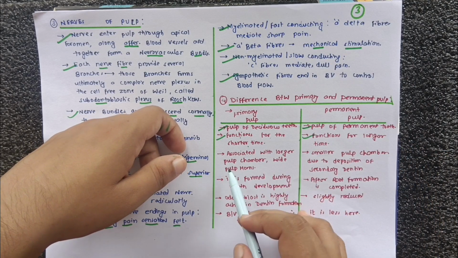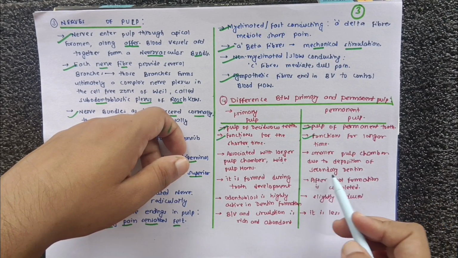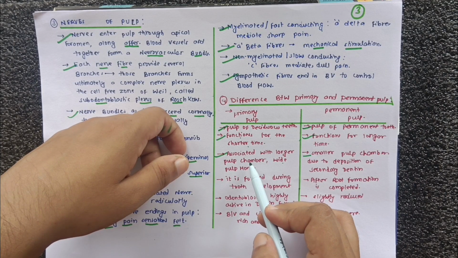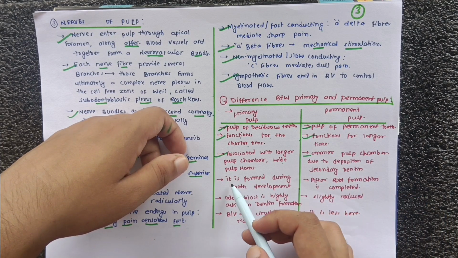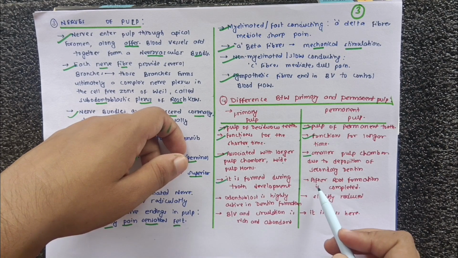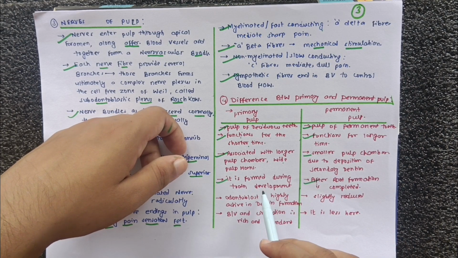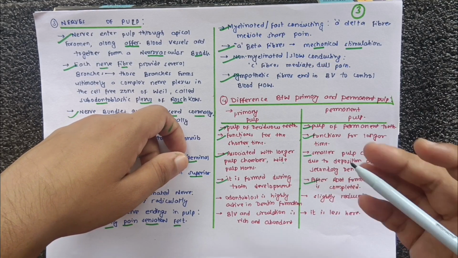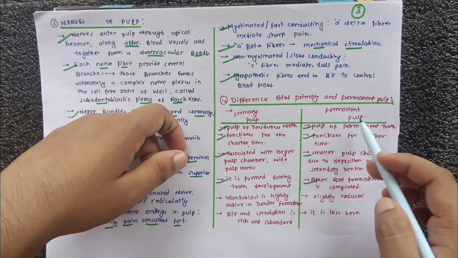After that, the primary pulp is associated with a larger pulp chamber and wide pulp horns, and the permanent pulp has a small pulp chamber due to the deposition of secondary dentine. It is formed during tooth development, and the permanent pulp is formed after the root formation is completed.